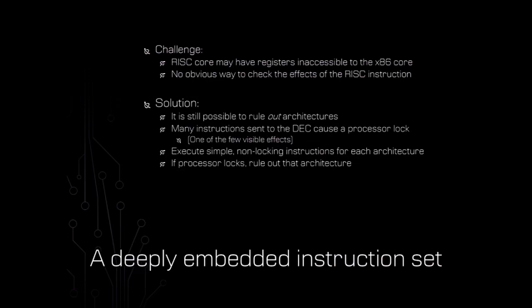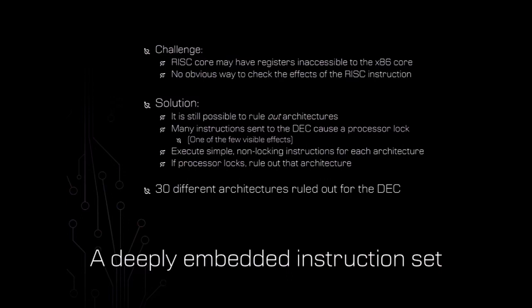So the good thing here is that there is still a simple way to rule out architectures. What I was observing is that a lot of the RISC instructions I tried to execute would actually lock the processor. So if I generated a really simple instruction like add 1 to R0 for a RISC architecture and I tried to execute that on the DEC and the processor locked up, that's a pretty good sign that that wasn't the architecture that I was expecting. So I can rule out that this is ARM if it's choking on simple ARM instructions.